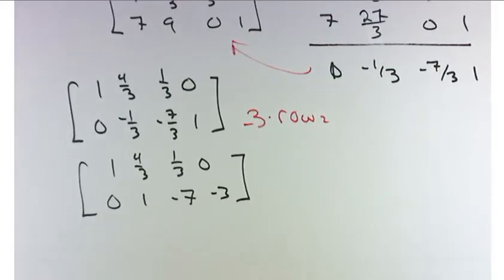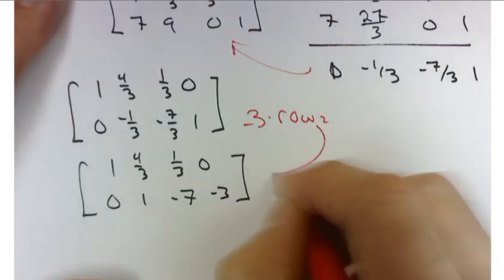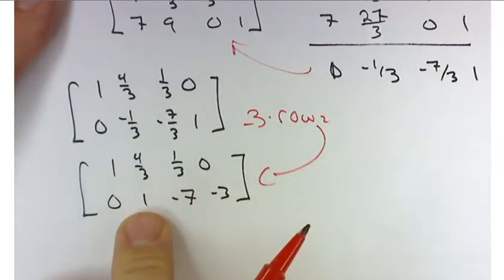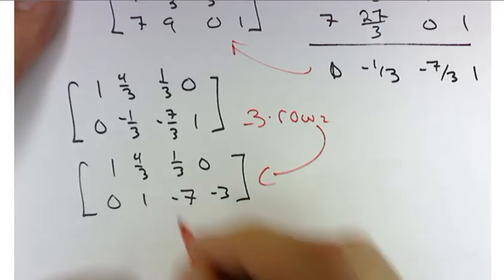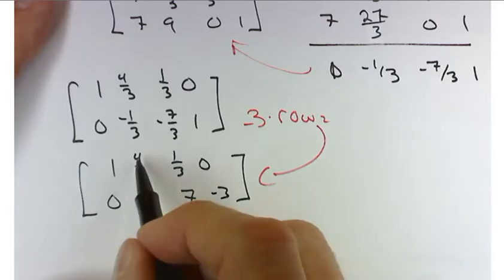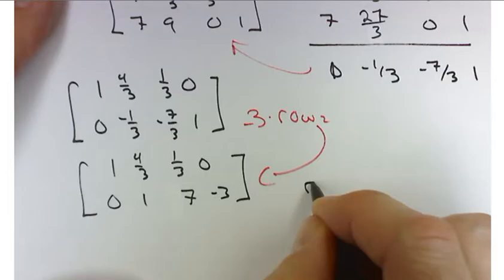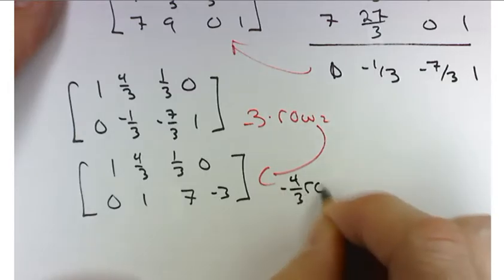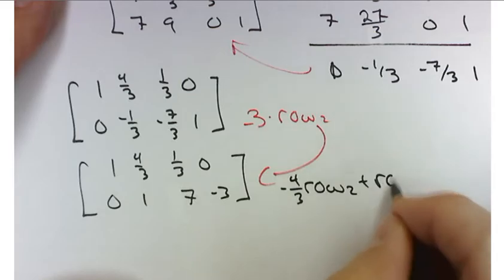Almost done. There's one last thing that I've got to get rid of, and that's the 4/3 up there. How can I get rid of the 4/3 up here? All right, thank you. Last thing I need to do is get a 0 up there, so I can multiply row 2 by negative 4/3 and add it to row 1.